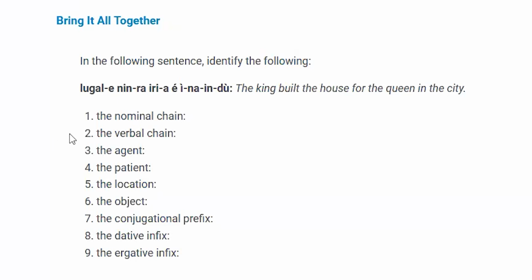2, the verbal chain. 3, the agent. 4, the patient. 5, the location. 6, the object. 7, the conjugational prefix. 8, the dative infix. And 9, the ergative infix.